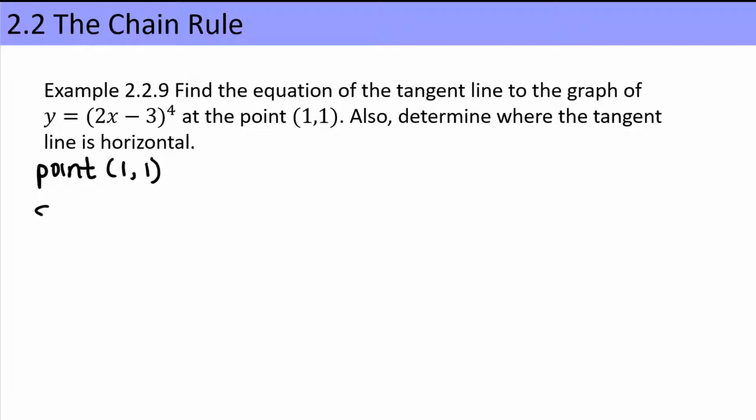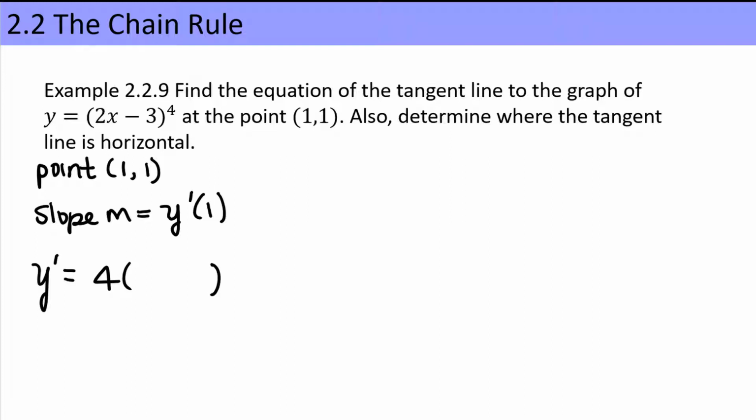We need the slope. And in order to get the slope of a line, we need to find the derivative and evaluate it at the specified x value. So we need y prime at 1. So let's find y prime. We'll use the chain rule. That means we bring the power down and write it as the coefficient, and we subtract 1 from the power, so 4 minus 1 is 3. The inside function stays put. And then you take the derivative of the inside function and multiply it through.